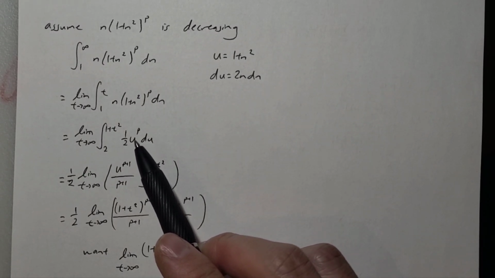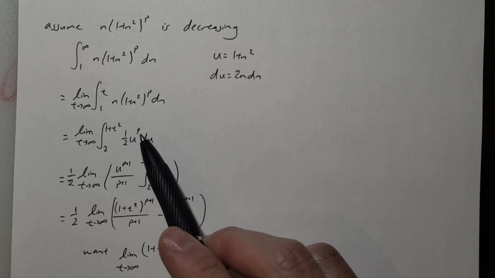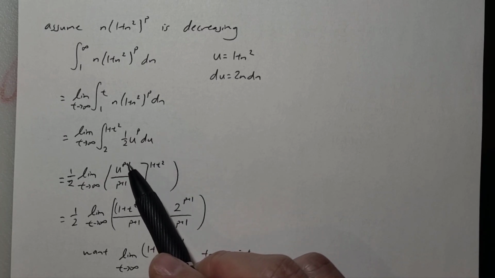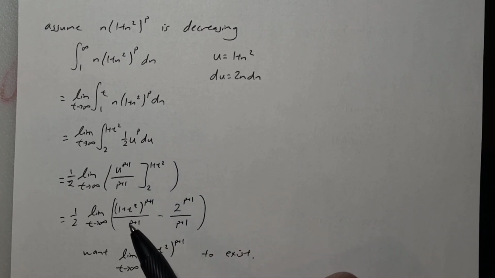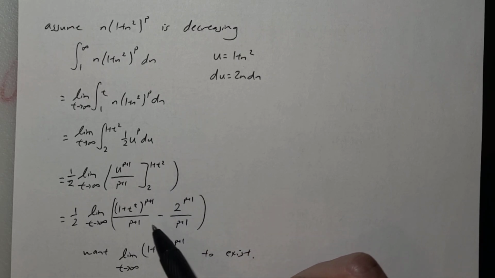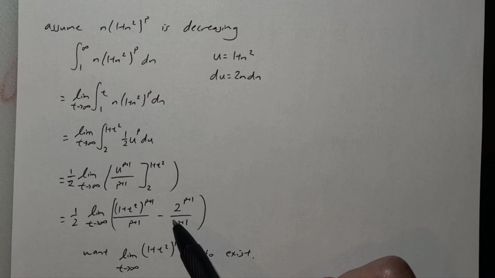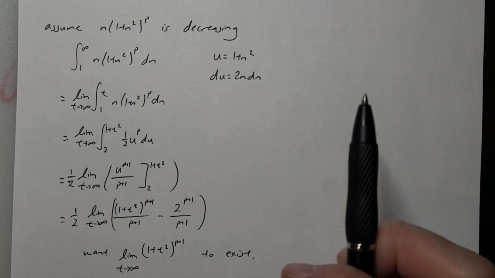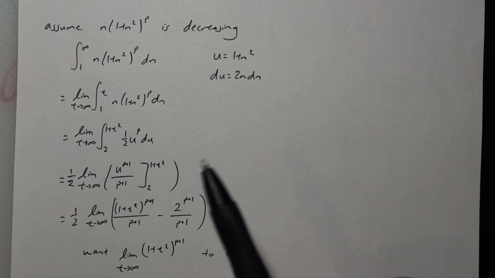Here we just use the power rule. We're integrating with respect to u, and this is just some constant. We increment the power and divide by the new power. Evaluate from 2 to 1 plus t squared. That's the fundamental theorem of calculus. You go through the motions. That's this line. For this limit to exist, which means the integral converges, and hopefully we can use that.